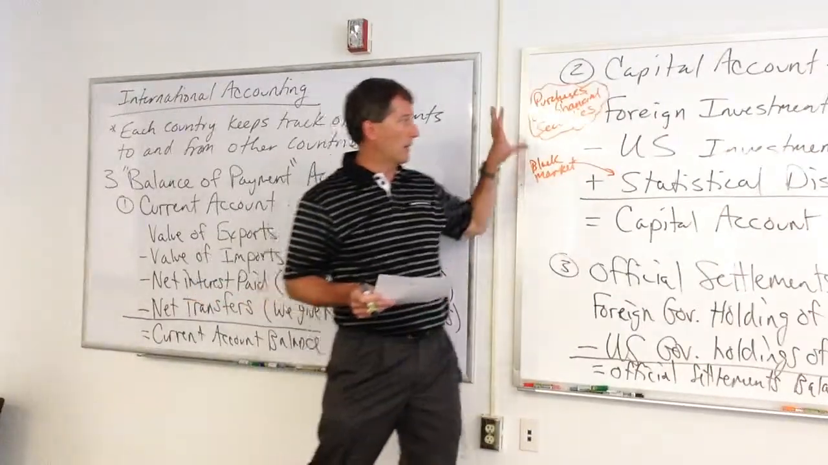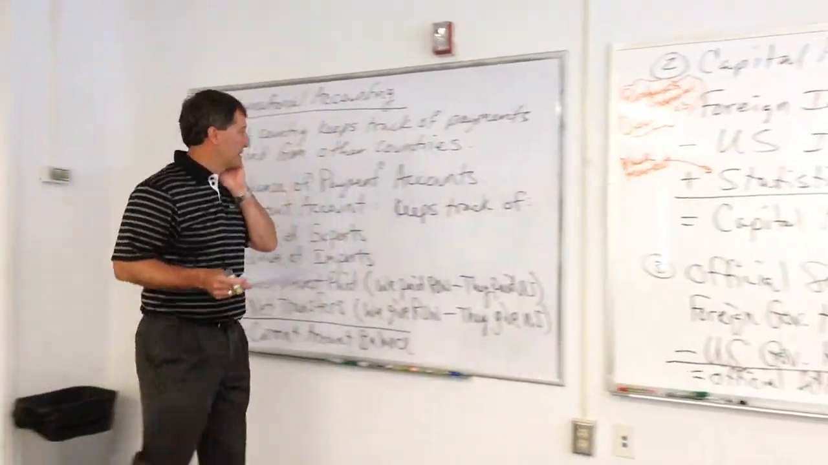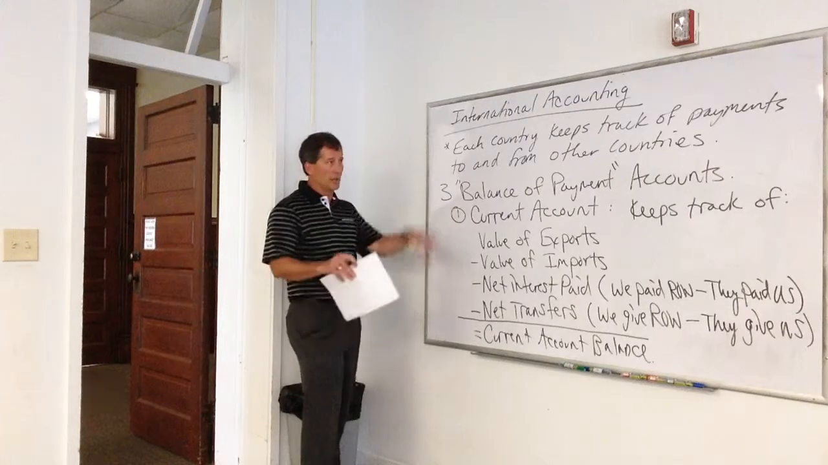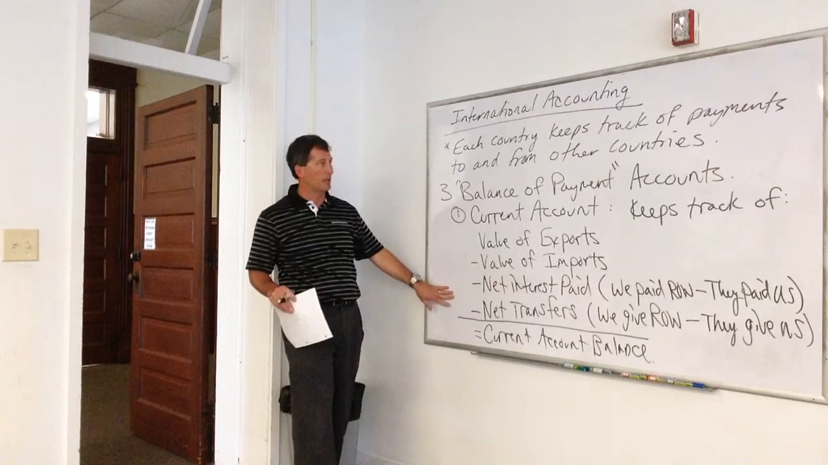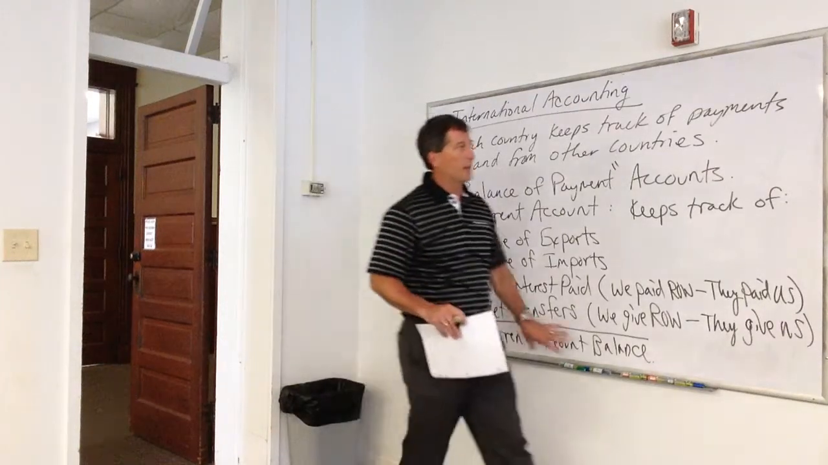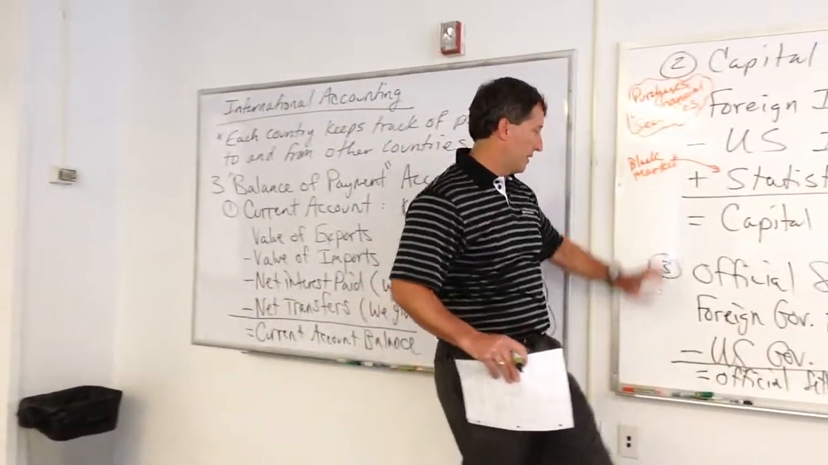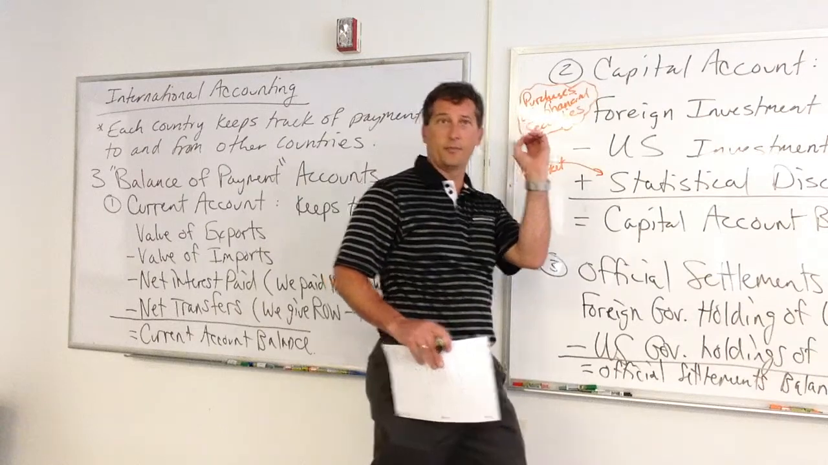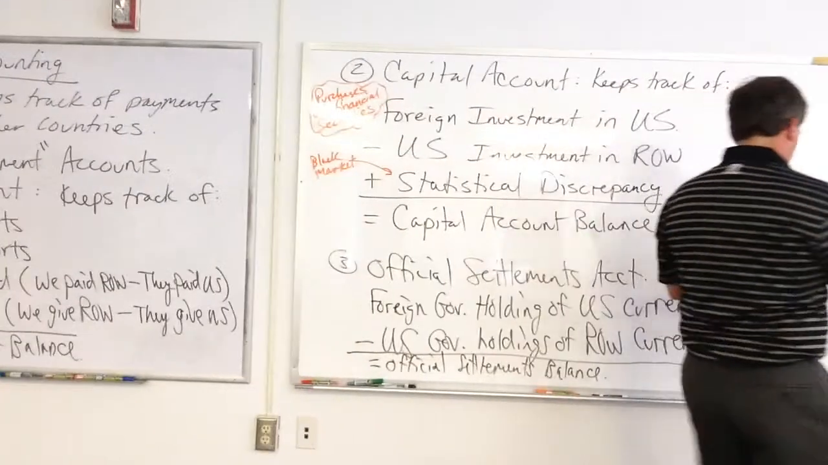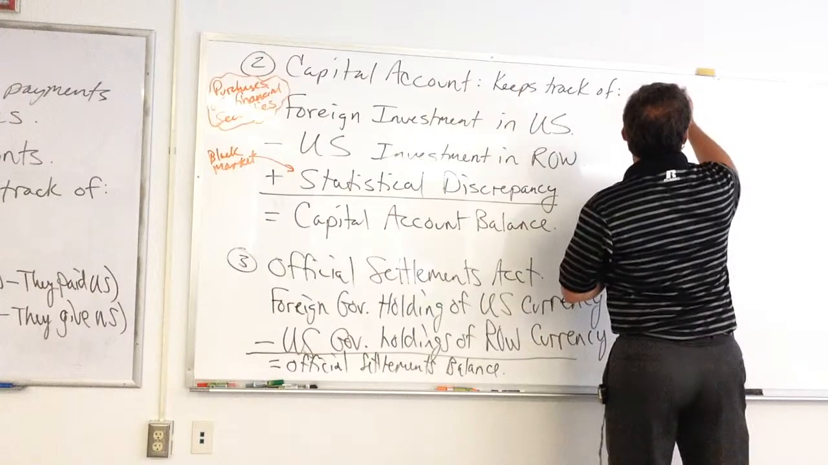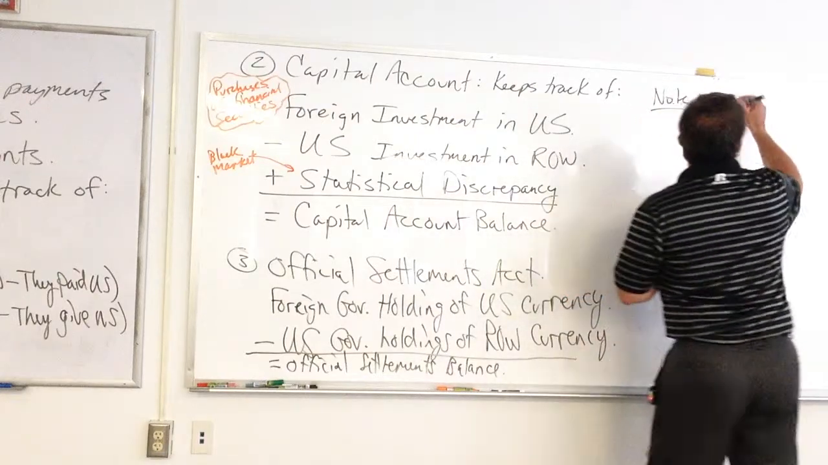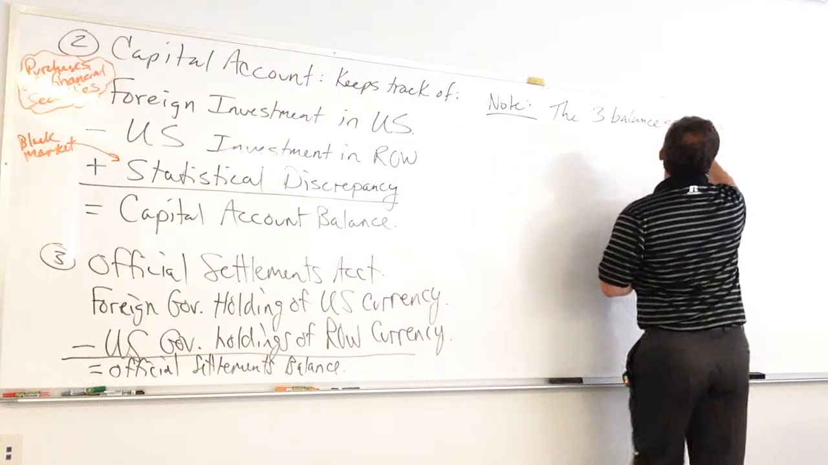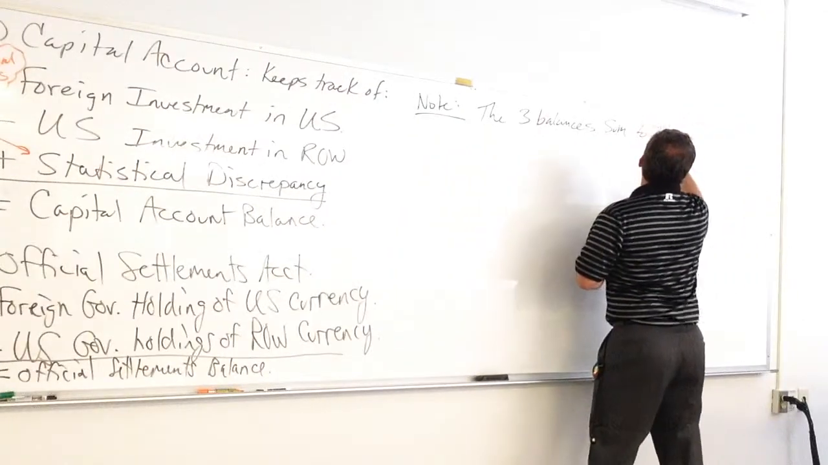All right, so in an accounting fashion of debits equal credits, if we keep track of all these flows and we got the statistical discrepancy to pick up the garbage, we've got this one plus this one plus this one all equals 0. So that's our accounting part of this. So note the three balances sum to 0.